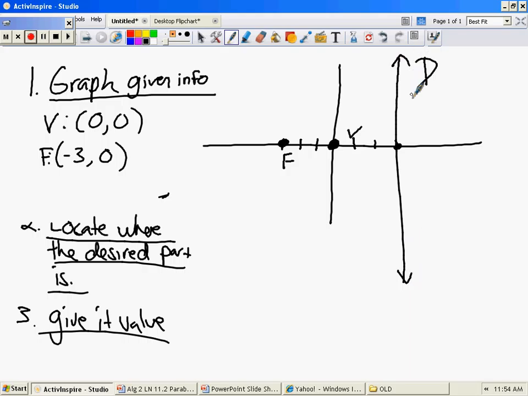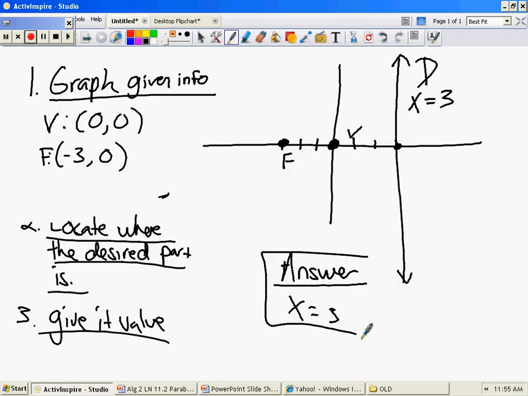I've located the desired object, but now I need to give it some value. All right, well, how far over is my directrix? 3. Now it's 3 on what axis? It's hitting the x-axis. So the equation for a vertical line is x equals 3. So the answer for this one is x equals 3.